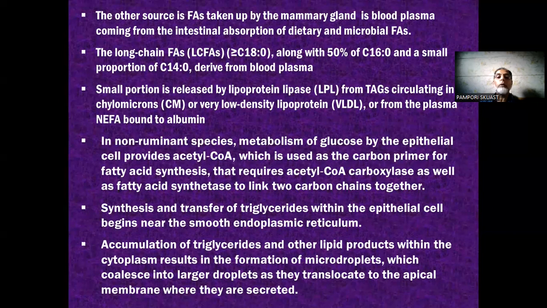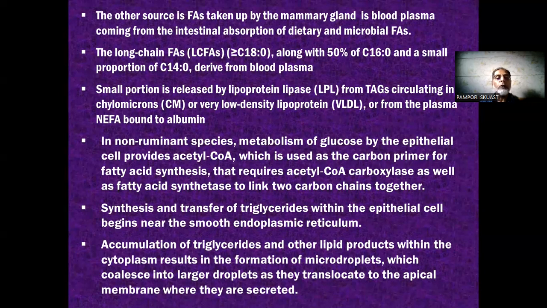One important enzyme, lipoprotein lipase, produces or releases these fatty acids from the triglycerides that are circulating as chylomicrons, or very low density lipoproteins, VLDLs, or from the plasma NEFA bound to the albumin. So these can be the sources of the lipid in the milk, released by lipoprotein lipase, an enzyme. This enzyme acts on chylomicrons circulating there, or even low density lipoproteins, or even the plasma NEFA bound to the albumin.